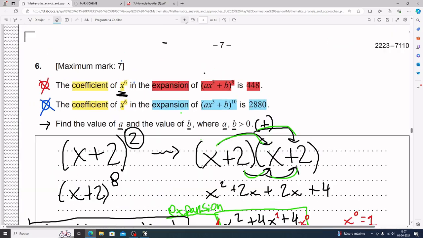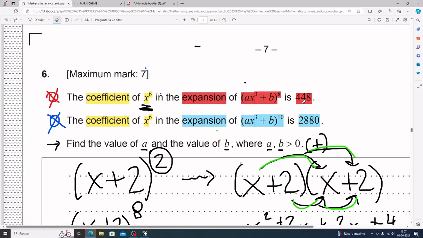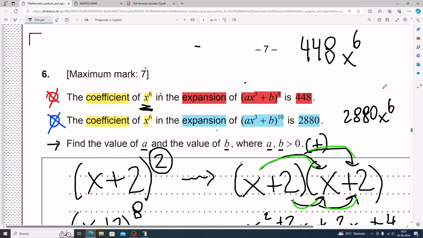And so technically, the coefficient of x to the power of 6 is 448. That means that somewhere I have 448 x to the power of 6. That is what it's telling me. Somewhere you have 448 being the coefficient of x to the power of 6. That's what it's telling you. And down here, it's super similar. It's just 2880 x to the power of 6. And so using this information, somehow you need to put in a and b using the formulas that I'm about to show you, and that can help you find the values of a and b. See?